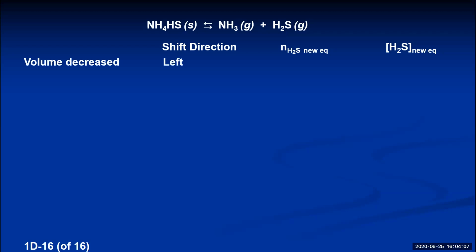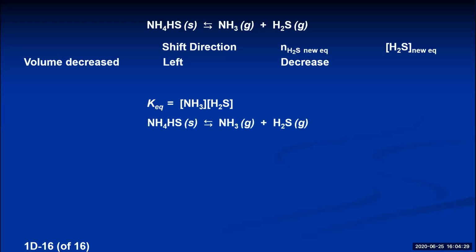Now, what's going to be true about the actual amount of H2S in the container? If you're shifting to the left, you're reacting it away. It's decreasing. But watch this. What's going to be true about the concentration of H2S? This reaction is a little bit special because if you write the equilibrium constant expression for it, what's missing from it? It doesn't have a denominator.